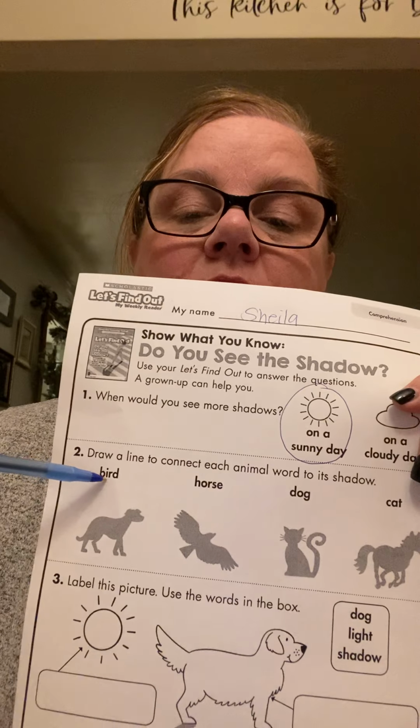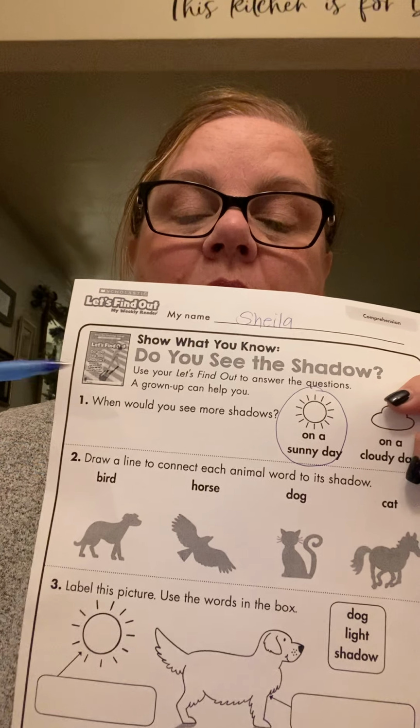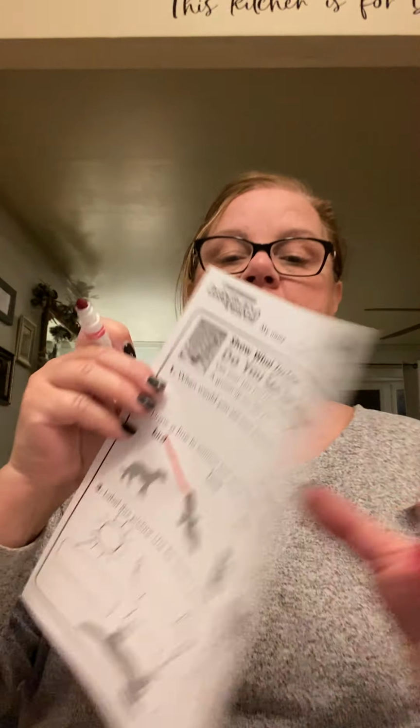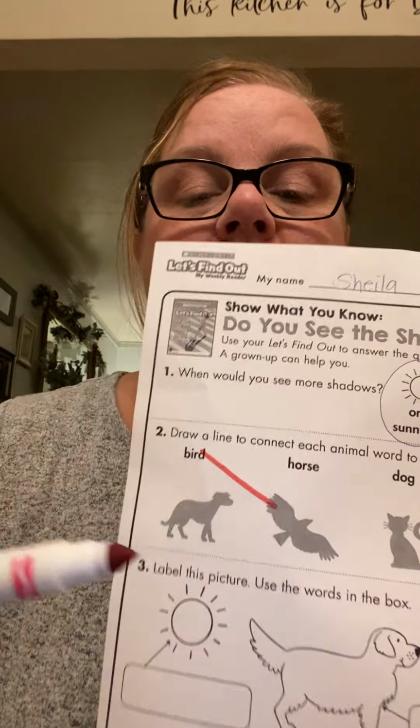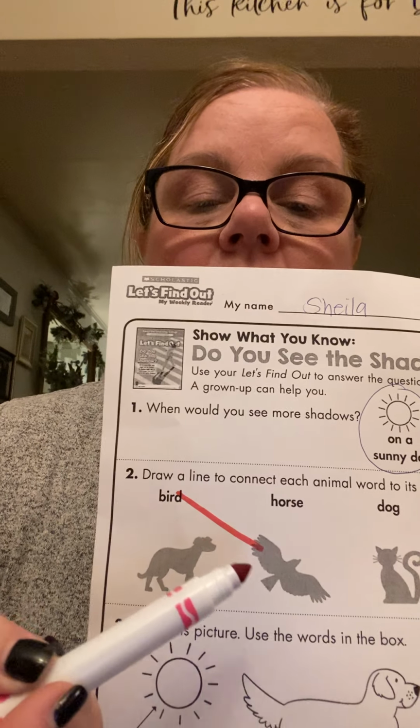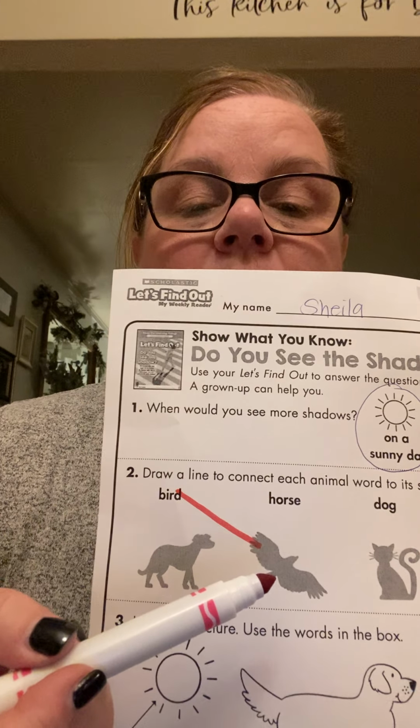So I'm going to take my pen or my crayon and go from the word bird, and I'm going to draw a line to the shadow of a bird. I'm going to use pink because pink and red are the color of the month in February. So here's my word bird, and I'm going to draw a line to my shadow of a bird.